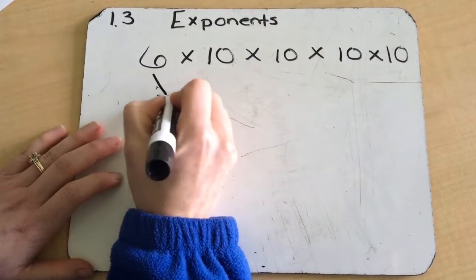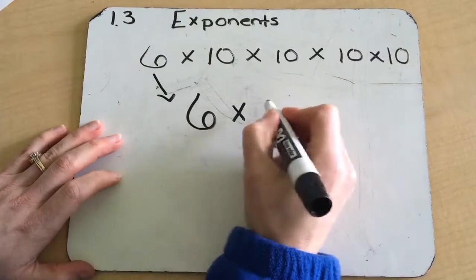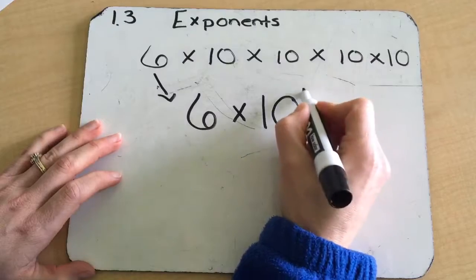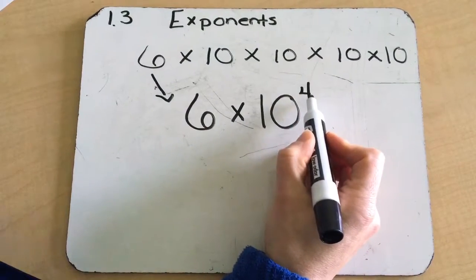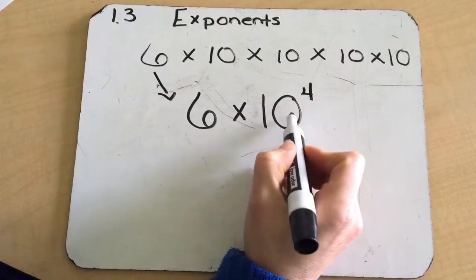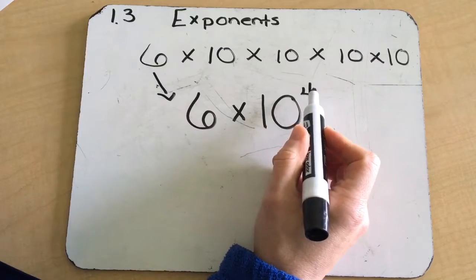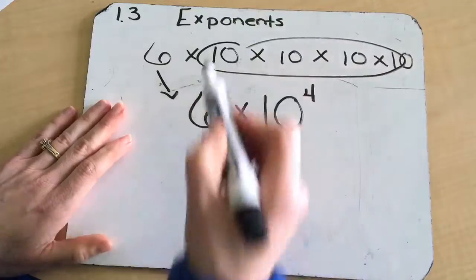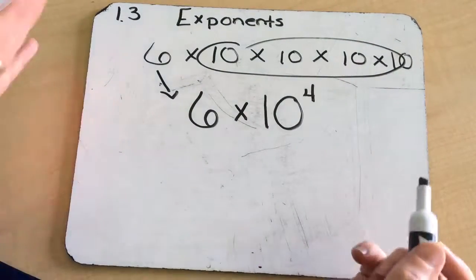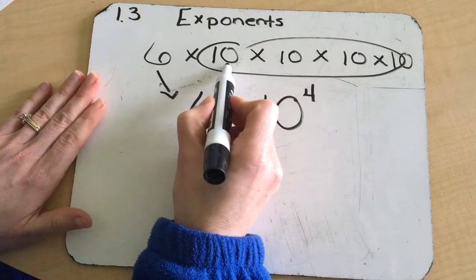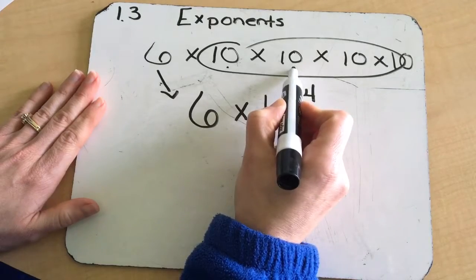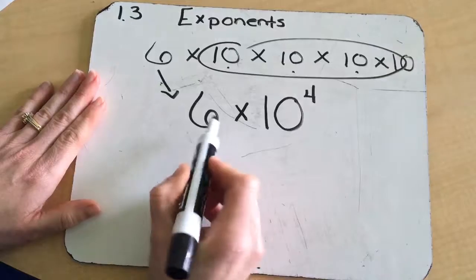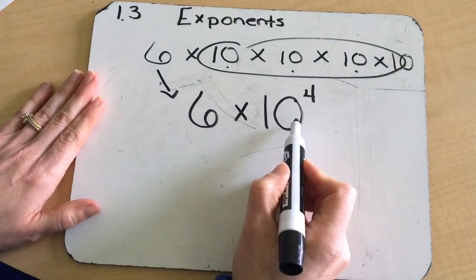We can still keep our 6, and then we say to ourselves, how many 10s do we have? We have 1, 2, 3, 4 10s. So this here is the exponent, 6 times 10 to the 4th. The reason it's 10 to the 4th is because I have 4 10s. So instead of going 6 times 10 is 60, times 10 more is 600, times 10 more is 6,000, times 10 more is 60,000, I can say, oh, 6 times 10 to the 4th.